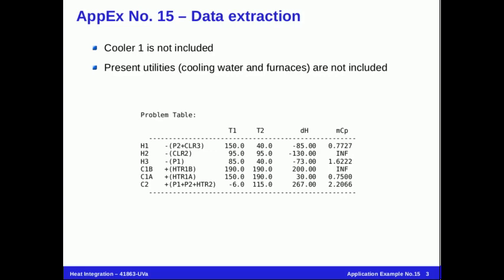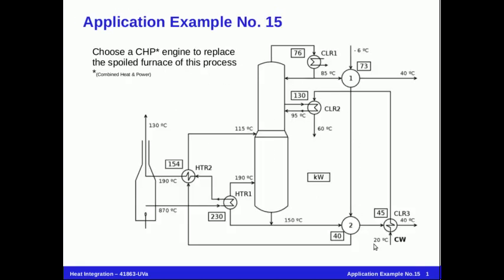Well, first of all, the data structure. Cooler 1 is not included, as said, and the present utilities, cooling water and the furnace, are not included. See that we are not including this stream, the cooling water, because it's the current solution, but perhaps not the best. And we are not including this stream, the heat exchanger from the flue gases for the furnace, because probably it's not the optimum solution. We're going to just extract the needs for the process streams.